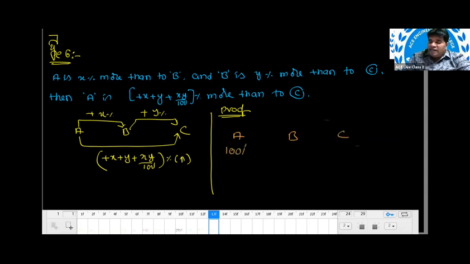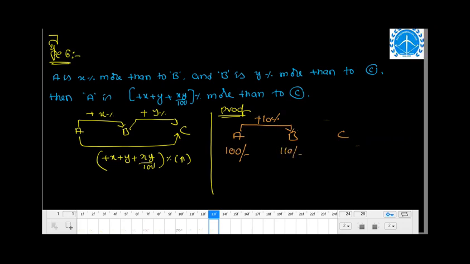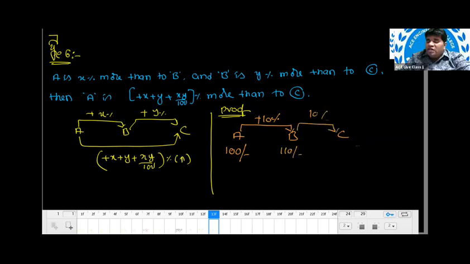A purchased an item at 100 rupees. A got 10% profit. What is the A selling price? 110. Again, B sells to C at the same 10% profit.